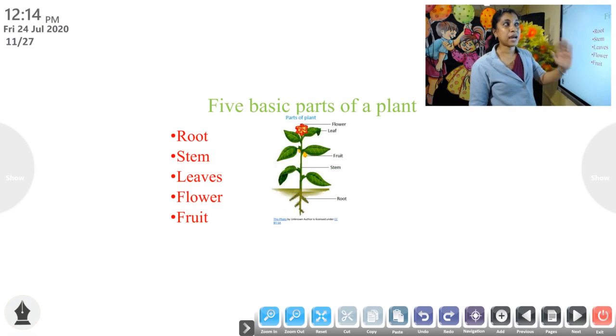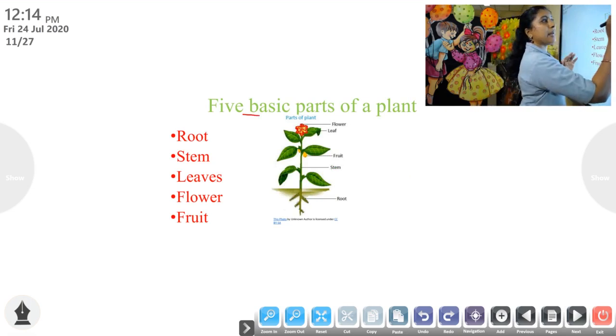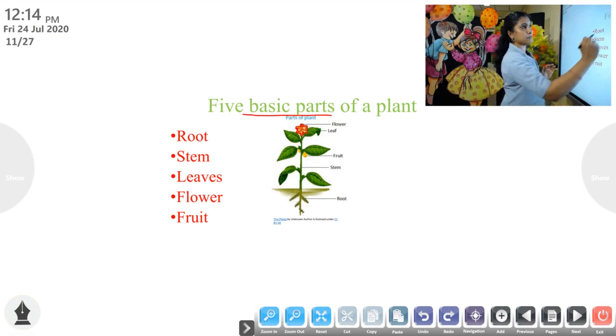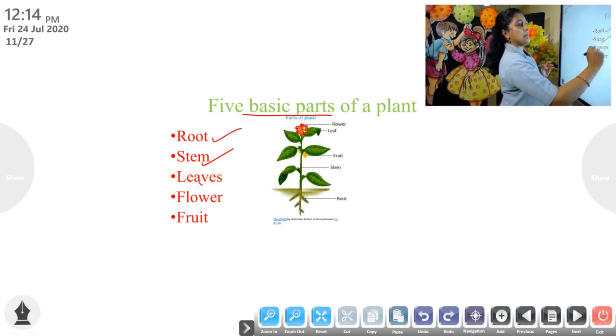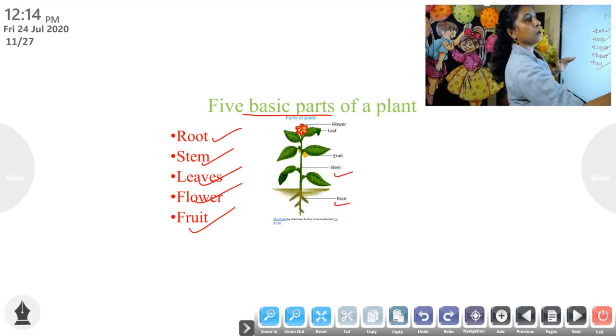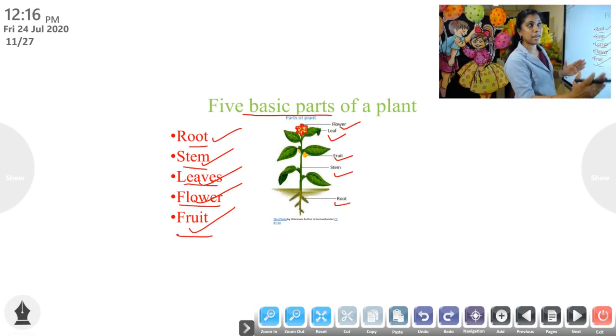Next is about the 5 basic parts of a plant. You know the parts, right? Which are the 5 basic plant parts? Root, stem, leaves, flower and fruit. These are the 5 basic parts of a plant.